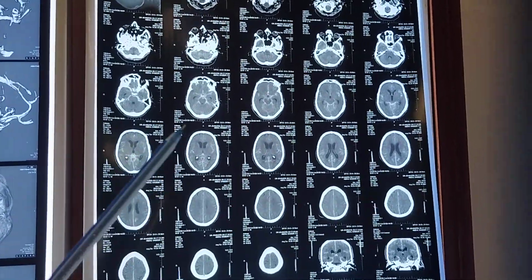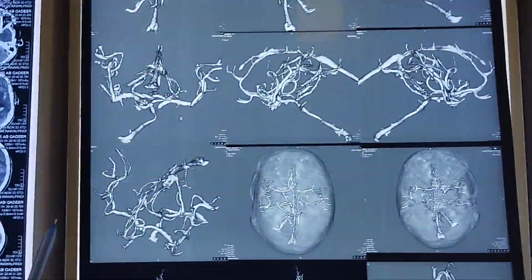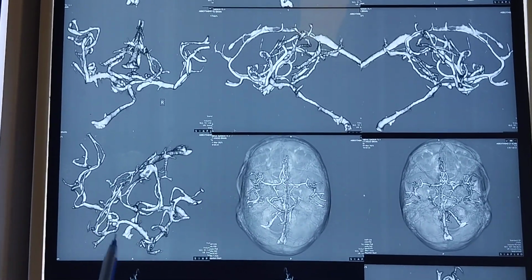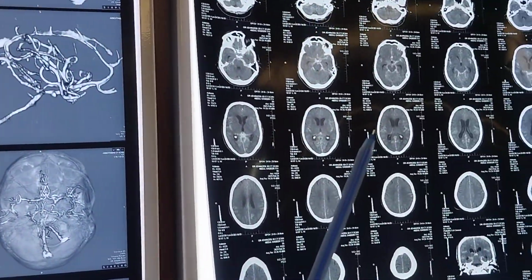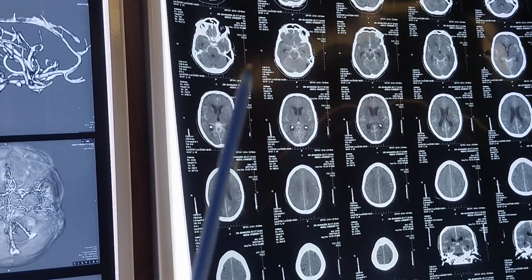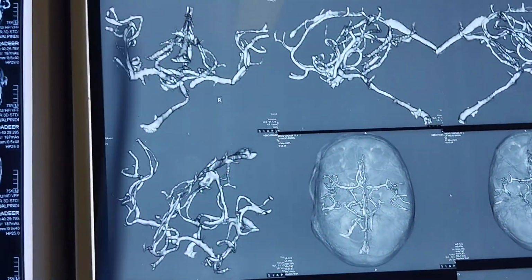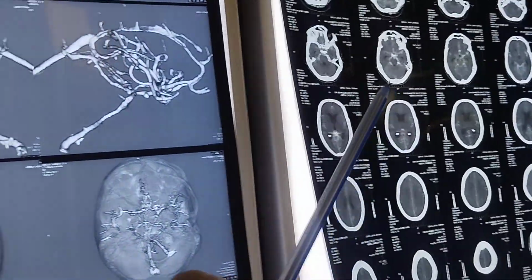When you diagnose a patient with subarachnoid hemorrhage, the next step you should do is a CT angiogram of the head. Simply we say CTA head because 90% of the causes of subarachnoid hemorrhage are aneurysm rupture. So we have to rule out the aneurysm. Is the cause an aneurysm or not?